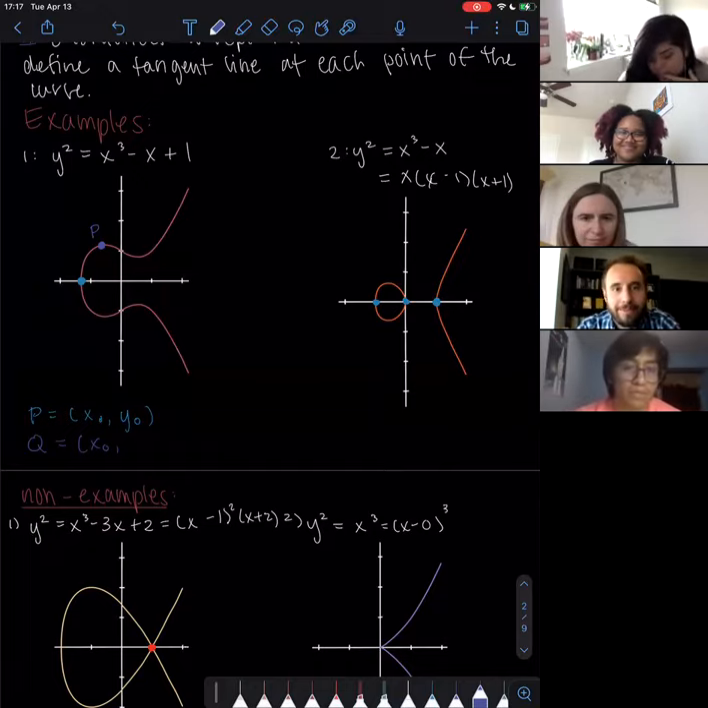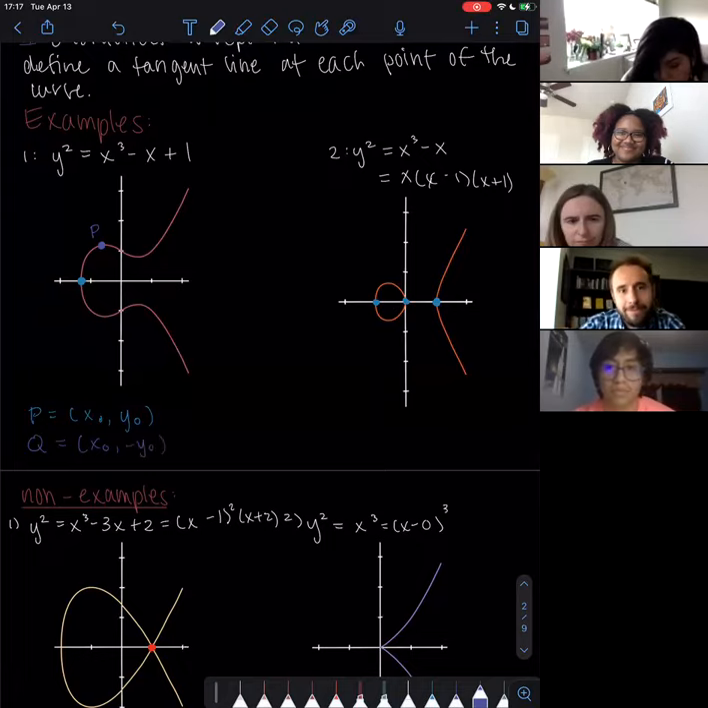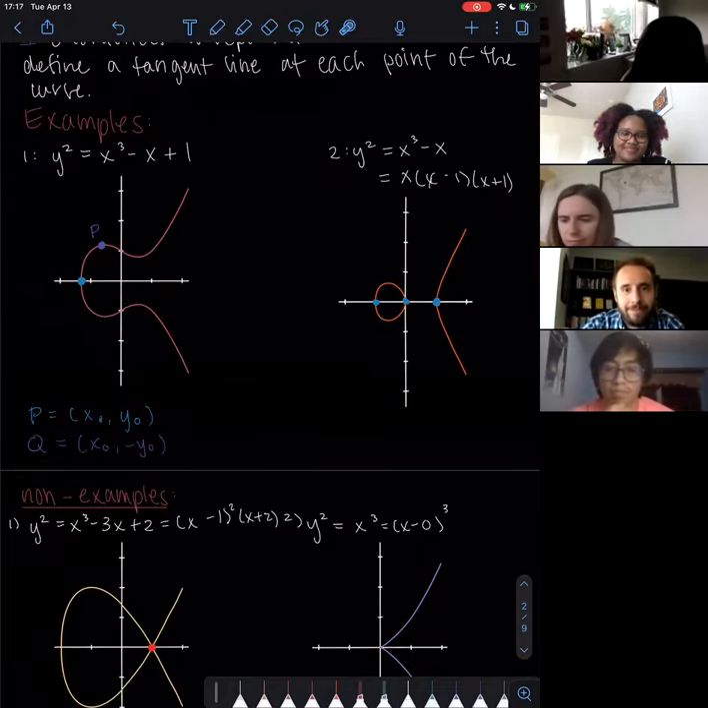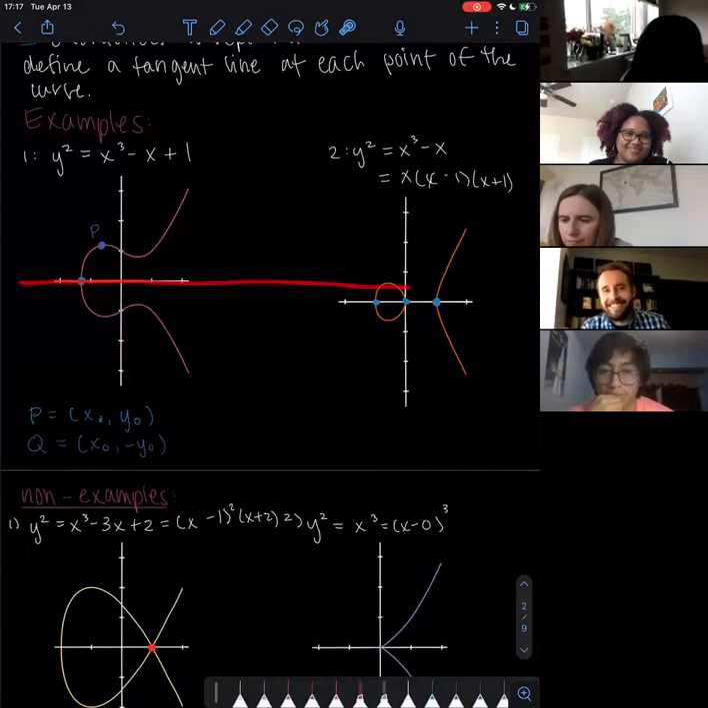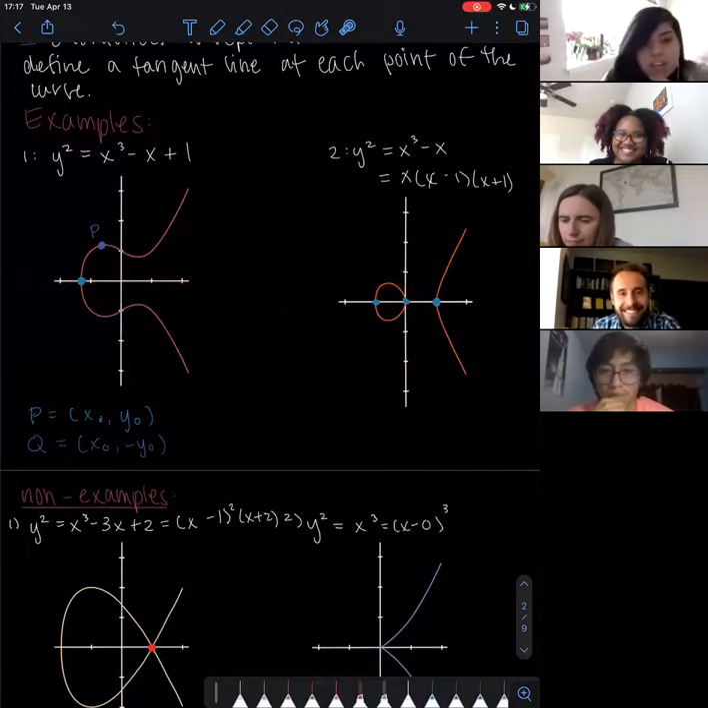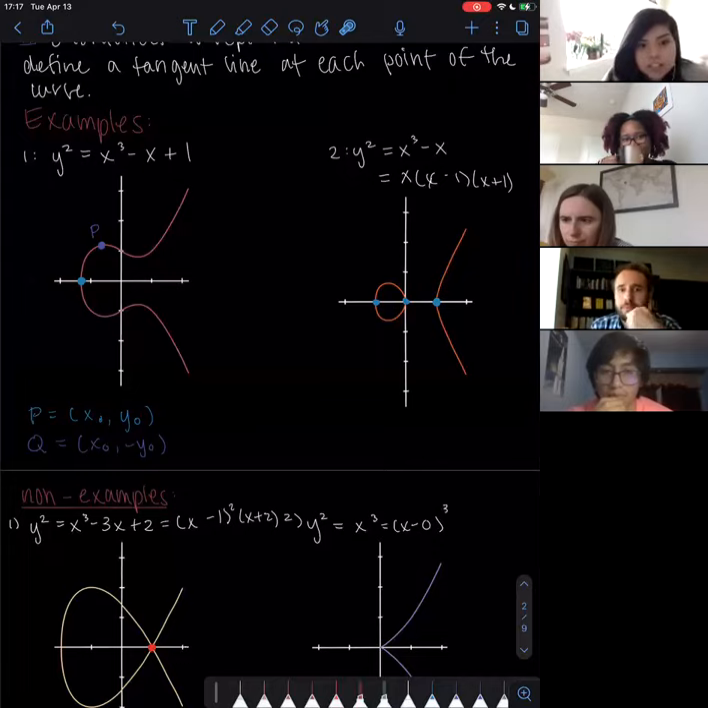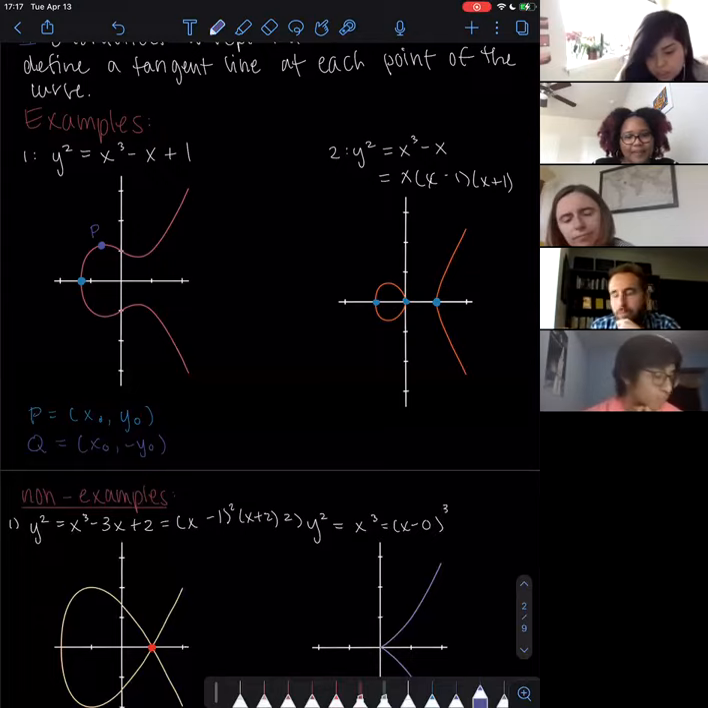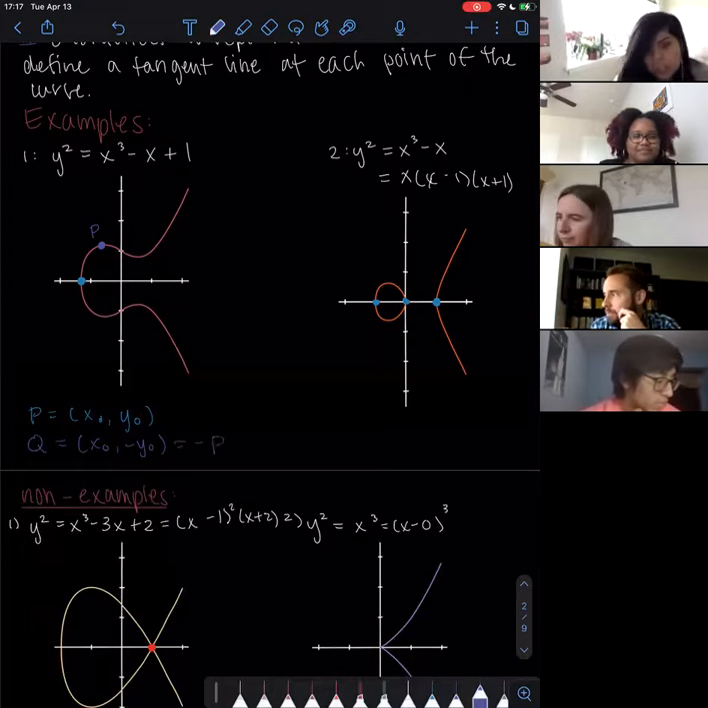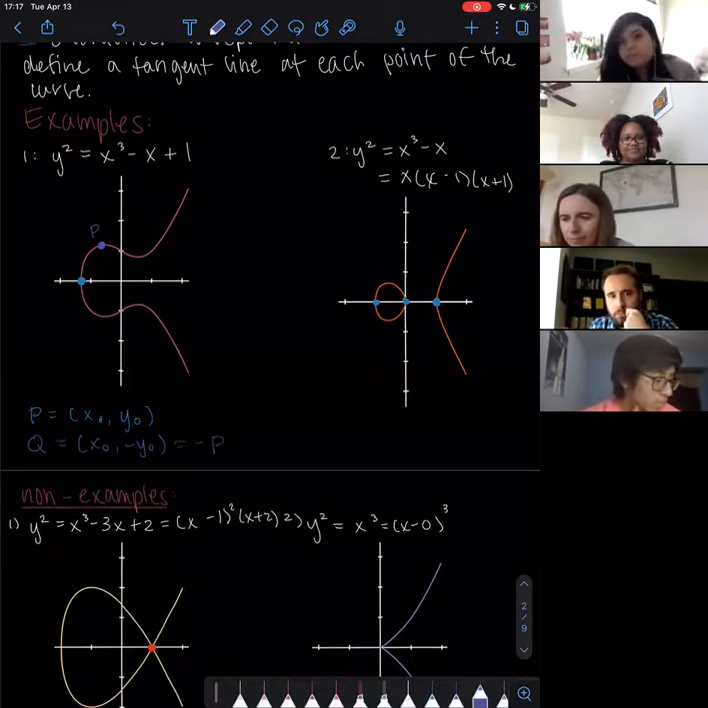Exactly, we get negative y naught, right? And you'll notice in all of these images, we have this symmetry on the x-axis. So as soon as you have a point (x naught, y naught), we also have the point (x naught, negative y naught). And we'll see in our addition, this is actually going to be the inverse of that point. So this is really negative P. That's how we'll think of that.